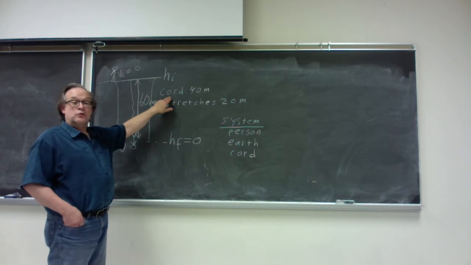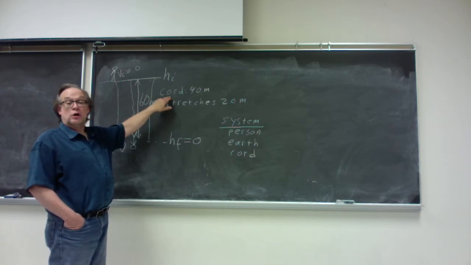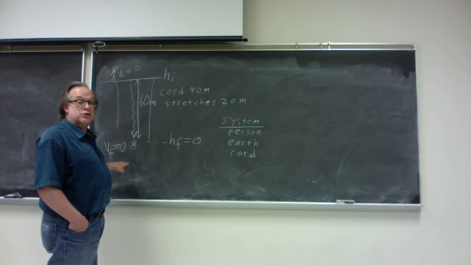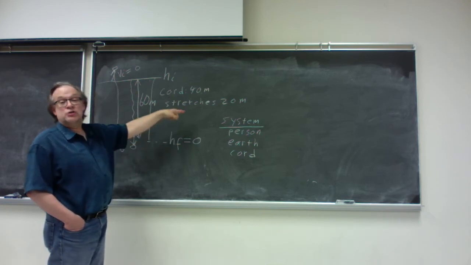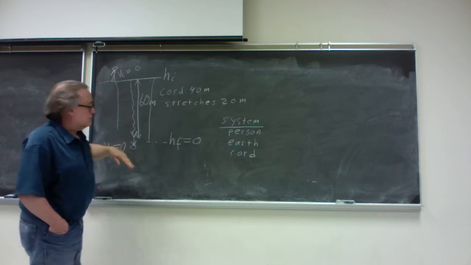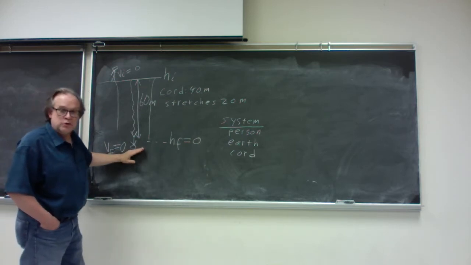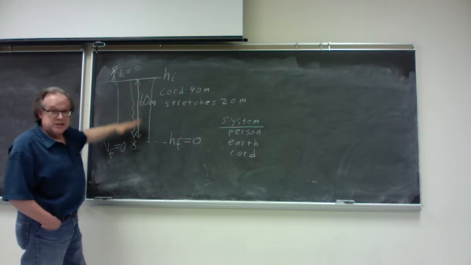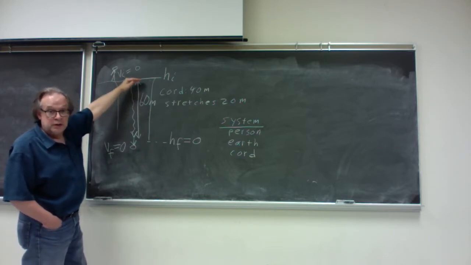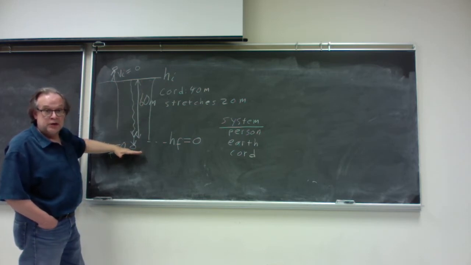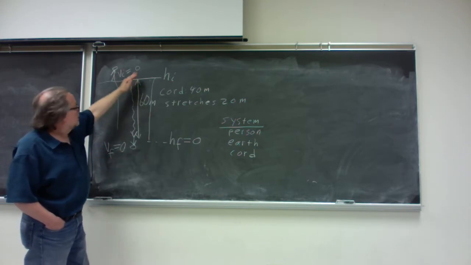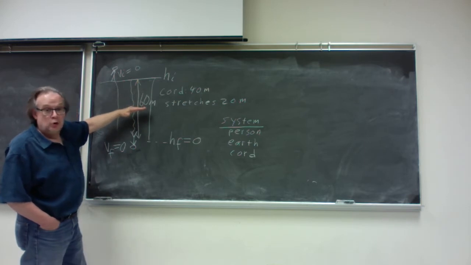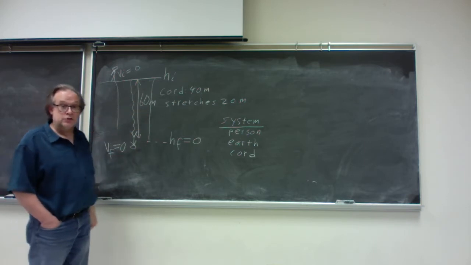So the cord itself is 40 meters long, and when it's brought the person to a stop, it has been stretched another 20 meters. So that means that when the person is at the end of the fall and has come to a stop, there's a distance of 60 meters between the bridge where the jumper jumped from and the lowest point that the jumper gets to. 40 meters of just normal cord and then stretching 20 meters.